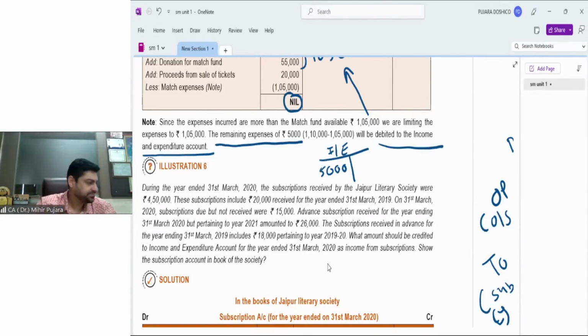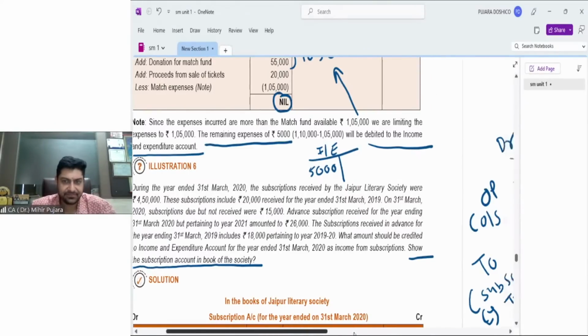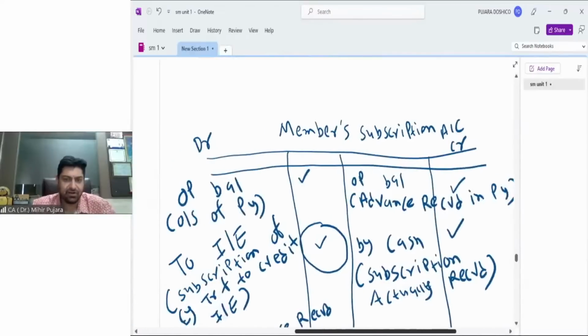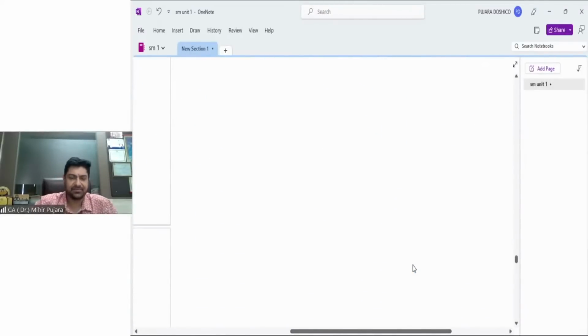Then, guys, what we need to prepare? Show subscription account in the books of society, right? So this what we have discussed needs to be prepared.